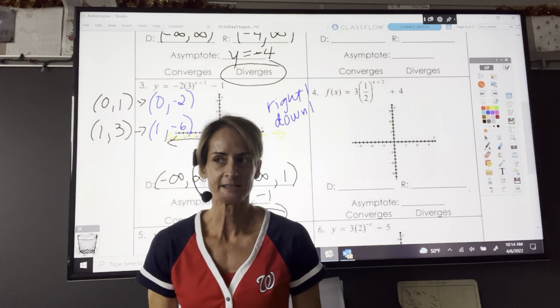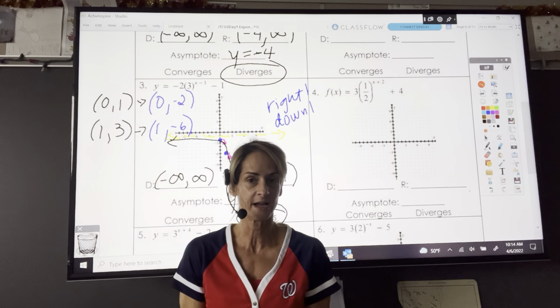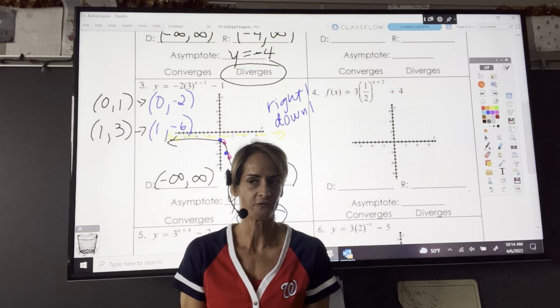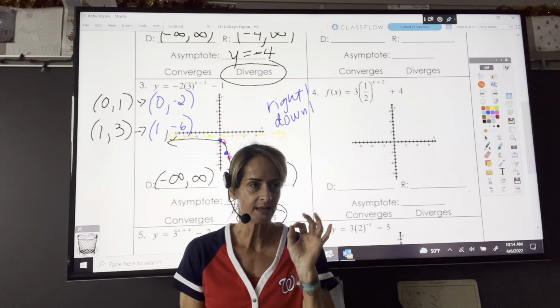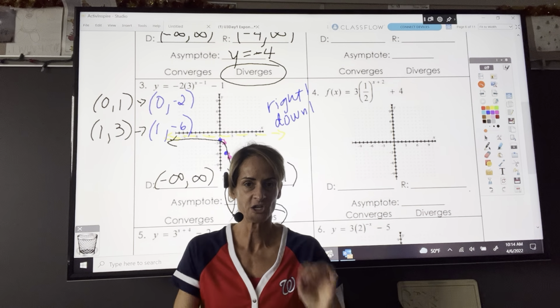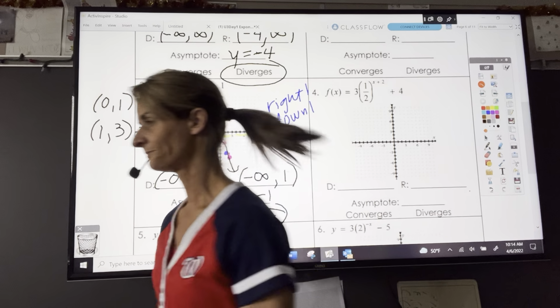We are graphing exponential functions today. We have already done problems 1 and 3 on the attached worksheet, and we are going to move to number 4. It has a base of a fraction, so it changes things slightly for the original two points that we're going to be shifting. So we will go ahead and start with problem number 4.